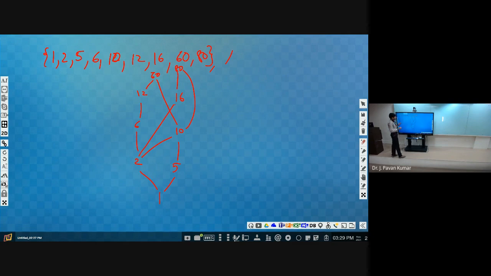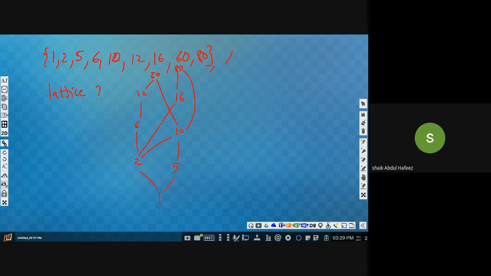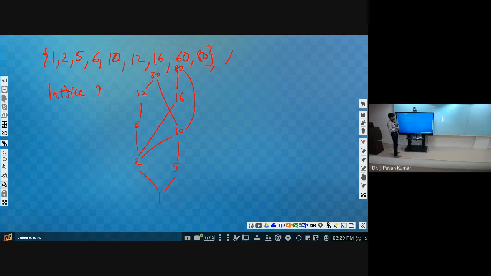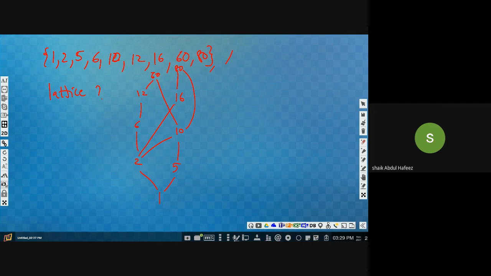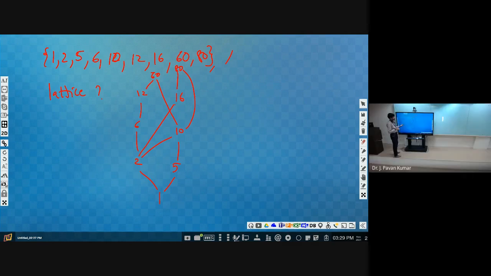Okay, is this correct? Everything? Now, is this a lattice or not? No, sir. Why? There is no join because 60 and 80 are on the same level. So 60 and 80 have no join, so directly we can say it is not a lattice. Is this a meet semi-lattice, join semi-lattice? Yes, sir, because the least element is there, so straight away we can say it is a meet semi-lattice, but it is not a join semi-lattice.